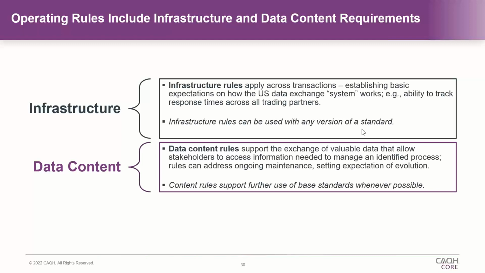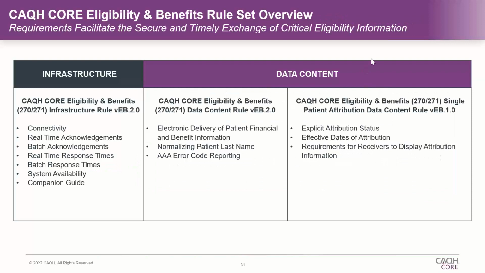So on the next slide, I want to highlight some of the requirements within the eligibility and benefits operating rules. The first are the infrastructure requirements. When we think about infrastructure, we're thinking about how and when that transaction is exchanged. So there are connectivity requirements. There is a safe harbor requirement for health plans, providers, and vendors to support common connectivity methods so that it is known that there is a single way that everyone can support and exchange the eligibility transaction and other transactions.